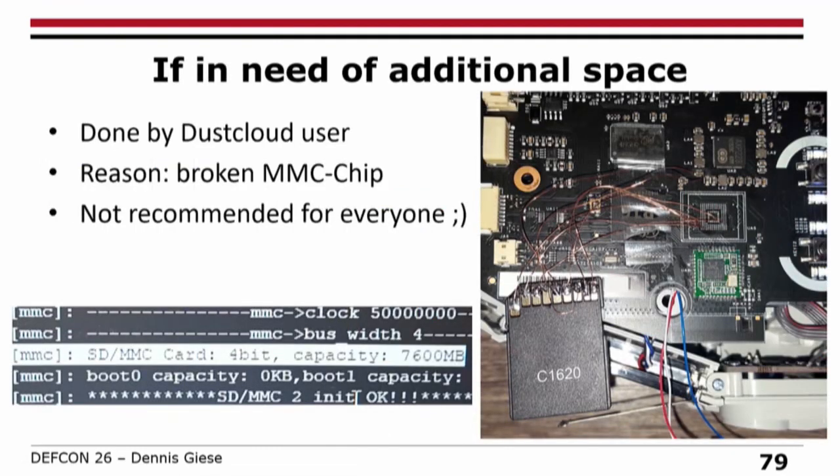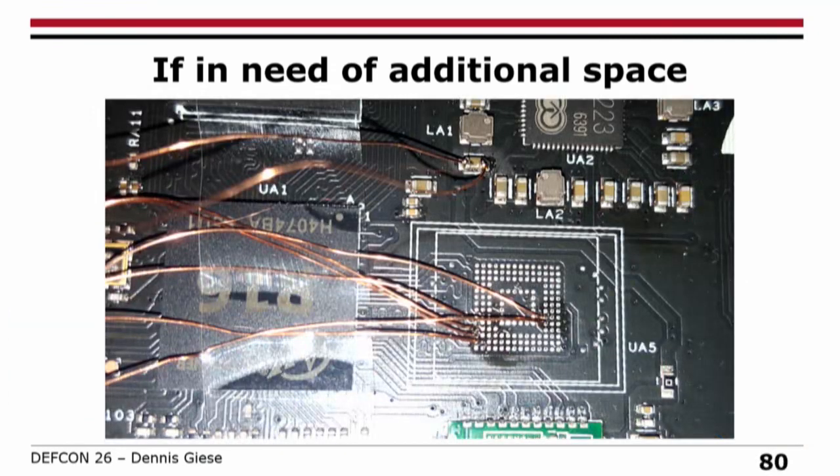If you need additional space, this was one thing which was done by one of the Dust Cloud users, because he has a broken MMC chip, and is usually not recommended for everyone. So what he did is he actually unsoldered the MMC chip and soldered the SD card to it. And at the end of the day, he had double the space. And just to give you an idea how precise he worked, this is really impressive. I couldn't do that. My hands are too shaky for that.